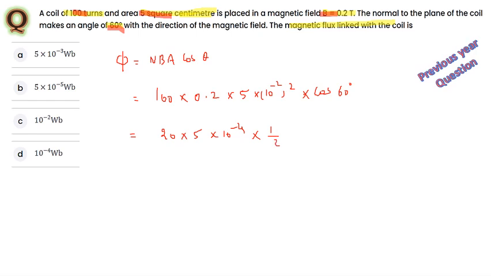Now you just cancel here. So this will cancel, and this one again you just cancel, giving 50 into 10 power minus 4. The flux here we can mention in Weber, that is 5 into 10 power minus 3 Weber. So that is the answer in this case.